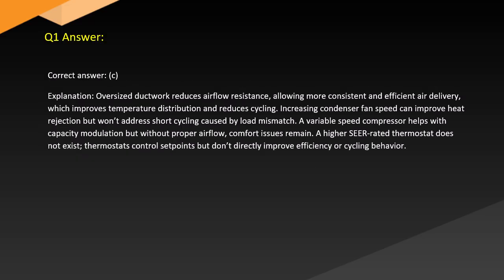Answer. Correct answer, C. Explanation. Oversized ductwork reduces airflow resistance, allowing more consistent and efficient air delivery, which improves temperature distribution and reduces cycling. Increasing condenser fan speed can improve heat rejection but won't address short cycling caused by load mismatch.